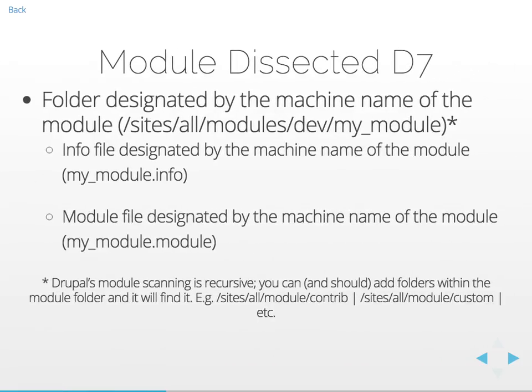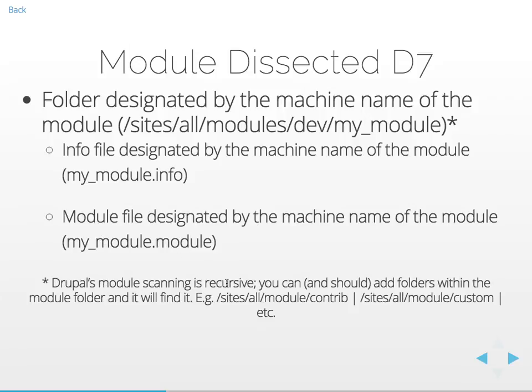So let's talk about what actually makes up a module. This is Drupal 7. So at the minimum, you're going to have a folder directory in your code base designated by the machine name of the module. So for example, sites/all/modules/dev or custom, and then my_module. You're going to have an info file, which is machine name.info. And you're also going to have a module file, .module. And that's, again, machine name.module.